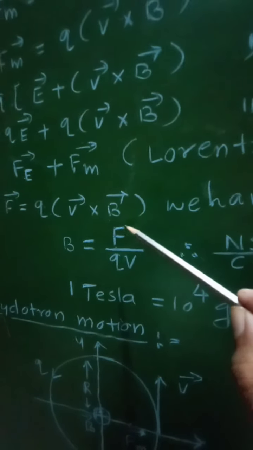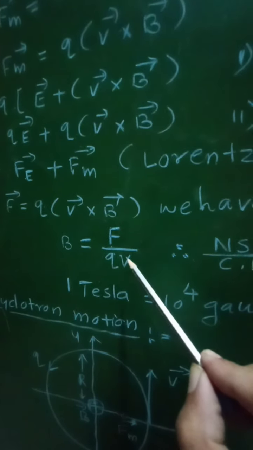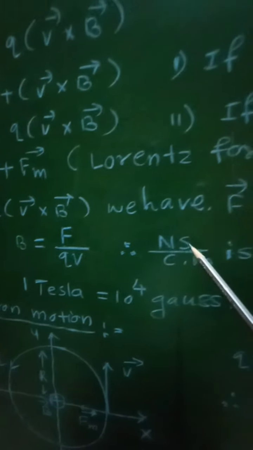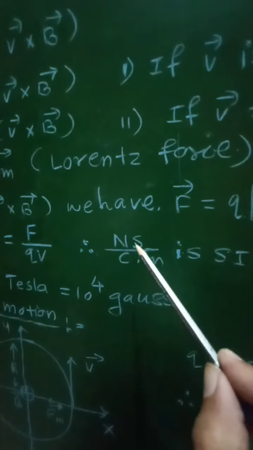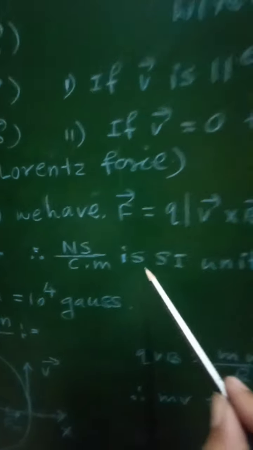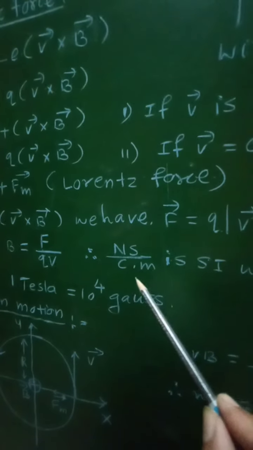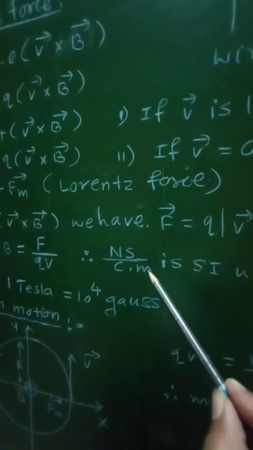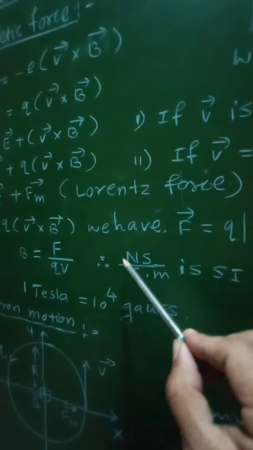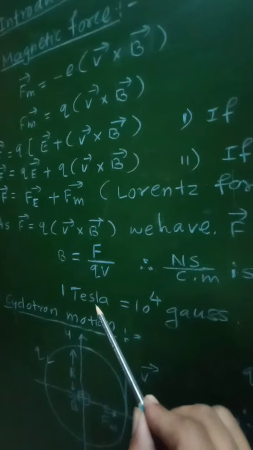So it will be Newton upon Coulomb into meter per second. That per second will be shifted to the numerator, and therefore we will get Newton second per Coulomb meter as the SI unit of the magnetic field B. So the SI unit of magnetic field B is nothing but Newton second per Coulomb meter. This SI unit is called Tesla, denoted by capital T.